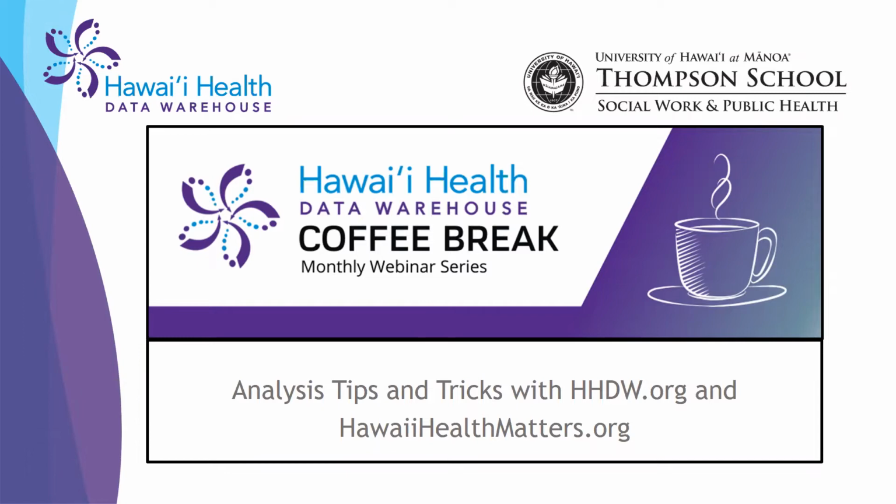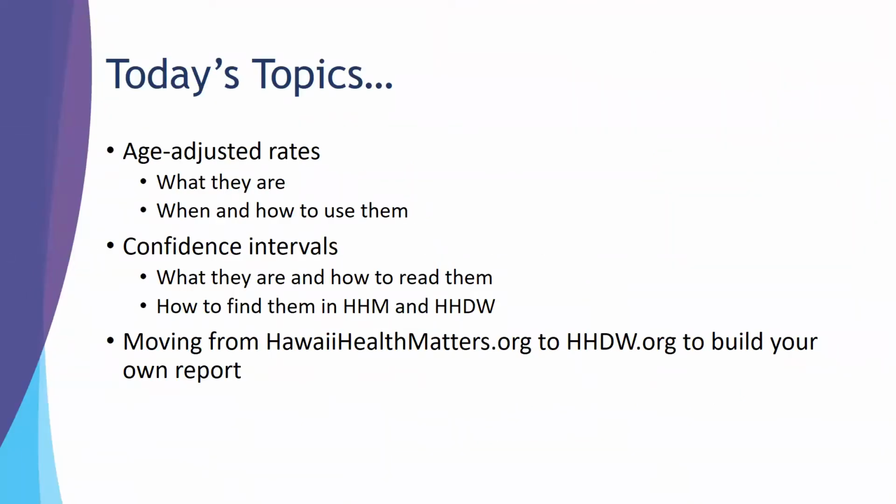We're going to use the next 30 minutes to talk about some data analysis concepts and features within our two websites, hhdw.org and hawaiihealthmatters.org. Today, we are going to talk about two features that are available in HHDW and HHM: age-adjusted rates and confidence intervals. And then I'm going to point out how to easily move from the health indicator report in HHM to a build your own report in HHDW.